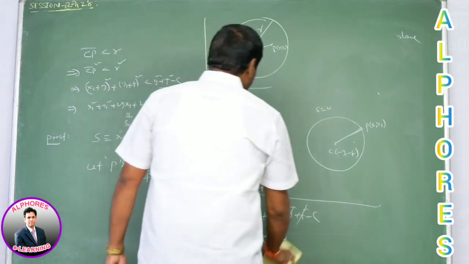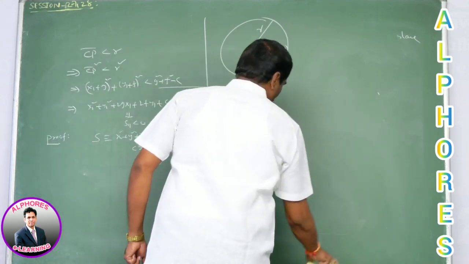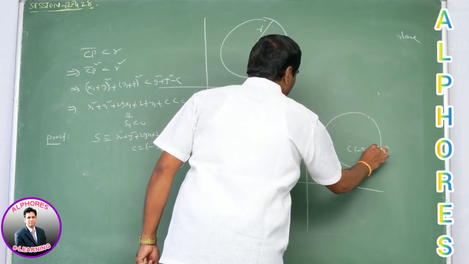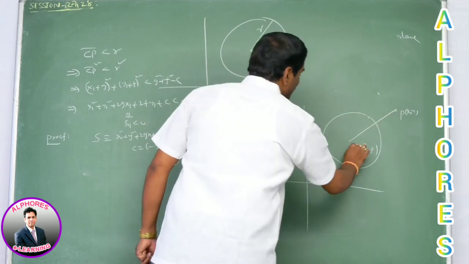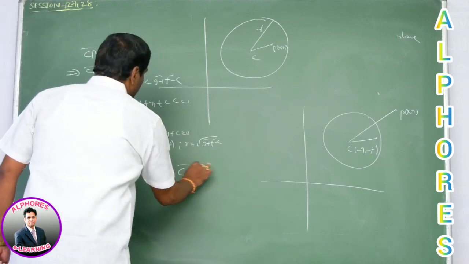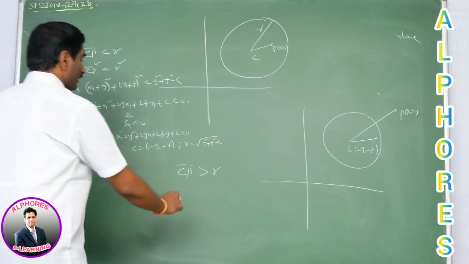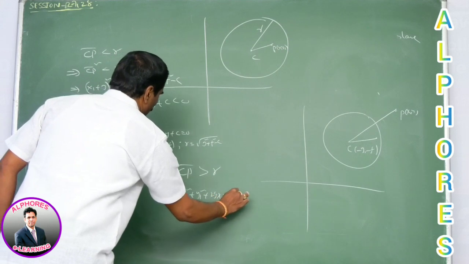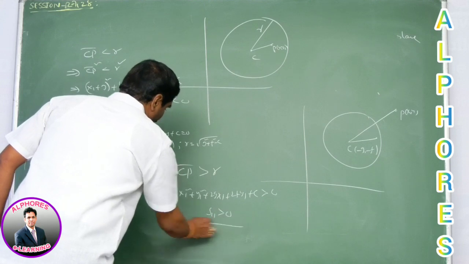In the same way, third point: if the point P lies outside of the circle, what is the condition? Suppose the center of the circle is (-g, -f), and P(x1, y1) lies outside of the circle. CP is the distance between C and P, and CP is always greater than R. In the previous case CP was less than R, but here CP is greater than R. After simplification we get x1 square plus y1 square plus 2gx1 plus 2fy1 plus c greater than 0. That means S11 is greater than 0.